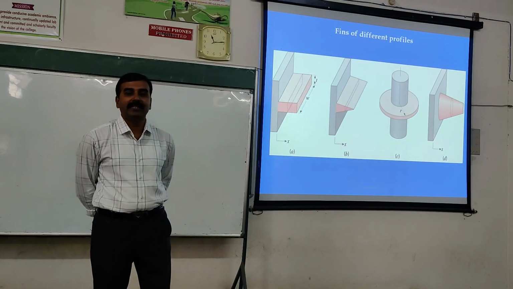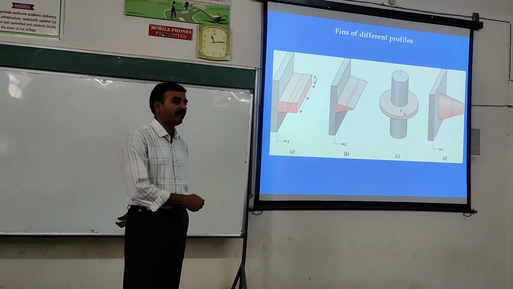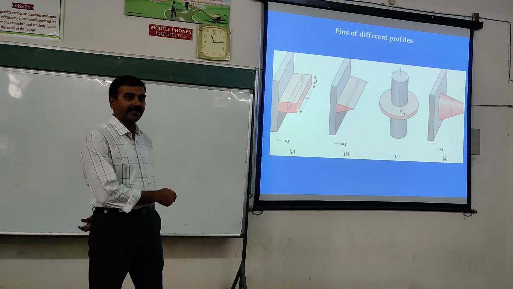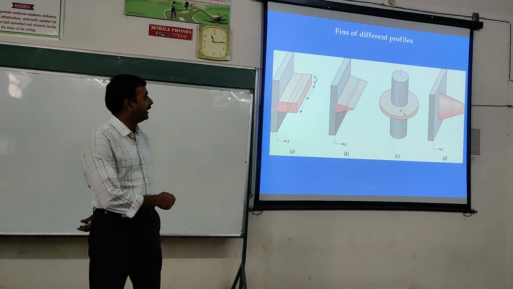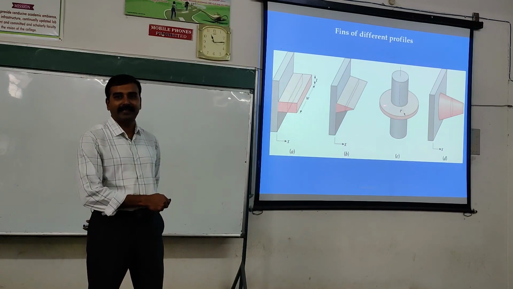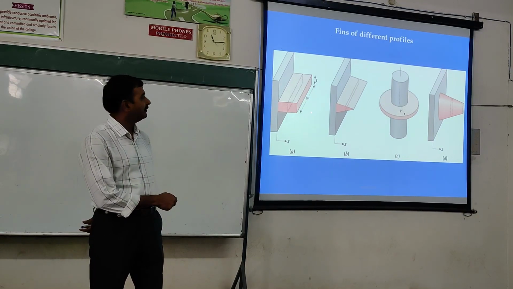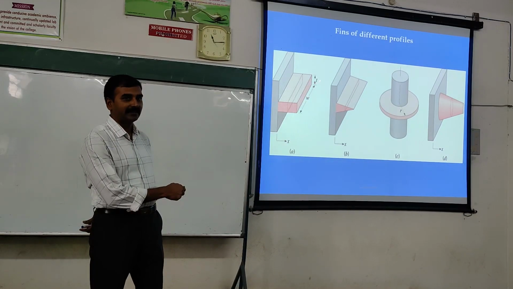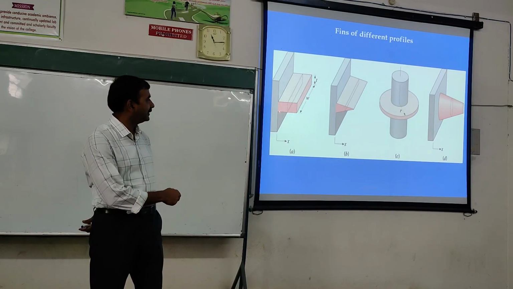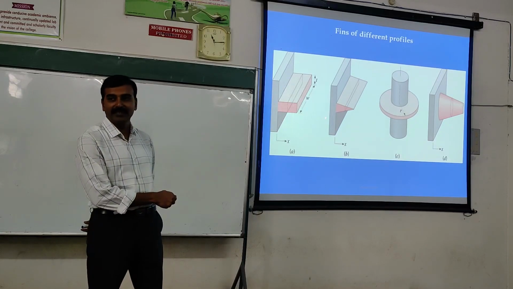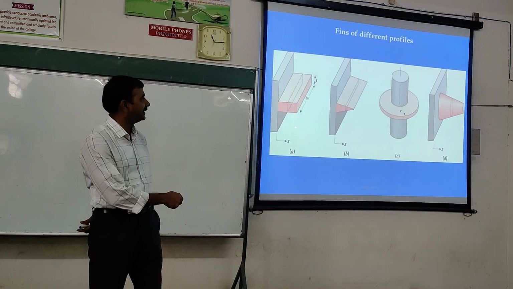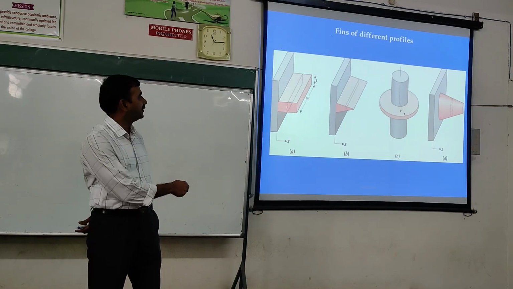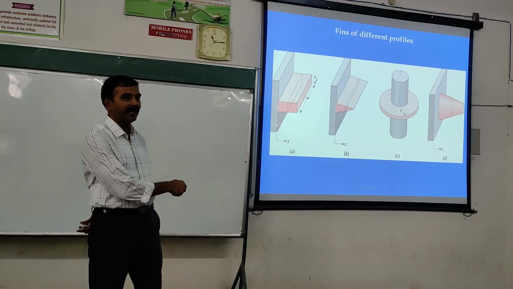Now we will see fins of different profiles. So far, either rectangular fin or fin of circular cross section, they have uniform cross sectional area. See, AC, which is W by D in this case, is constant throughout the length of the fin. Whether you cut a section here or here or here, wherever, suppose it is shown as the dotted line.